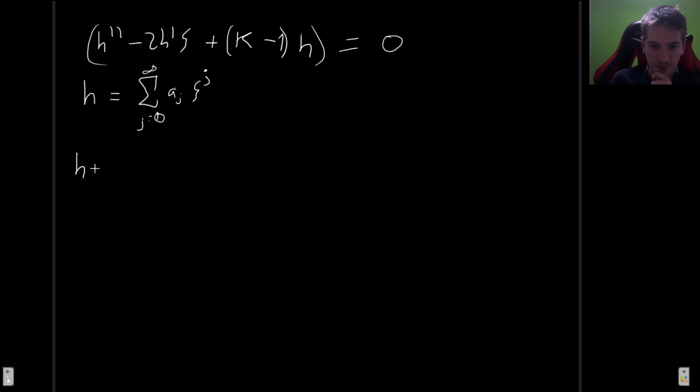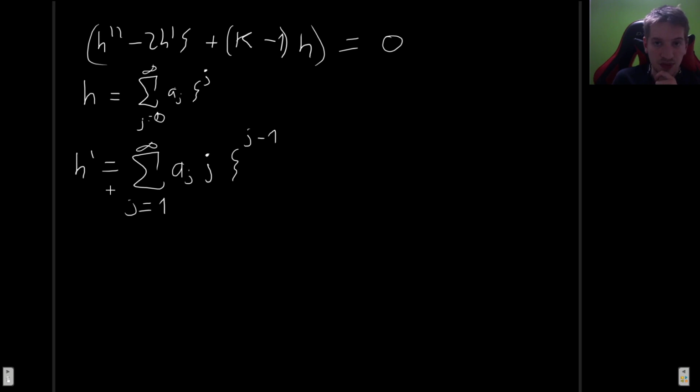h prime will just be, let's derive this term by term. When we derive this term by term, we get the sum of aj, but because aj is just a constant, we don't derive it. It's going to be aj coming down times psi to the j minus first power. In order for this to be real, our series will now begin from 1.